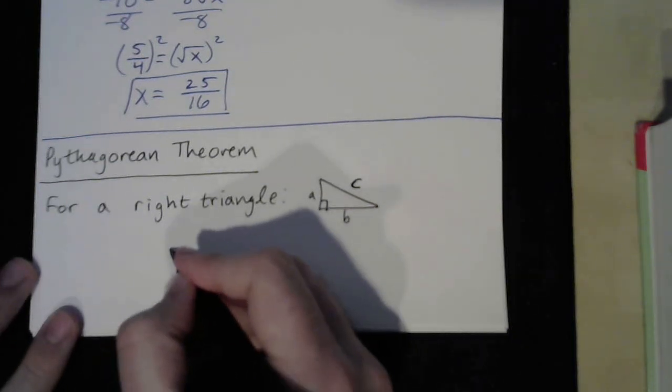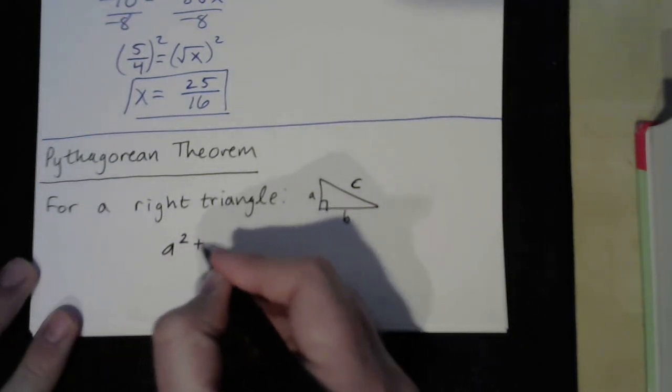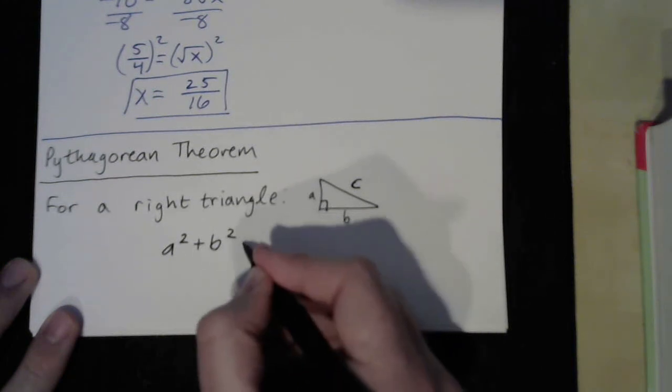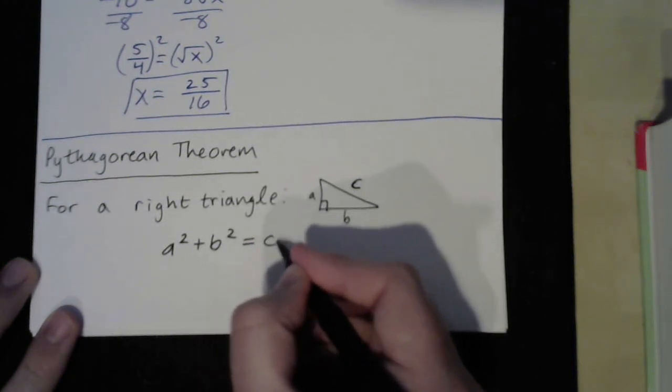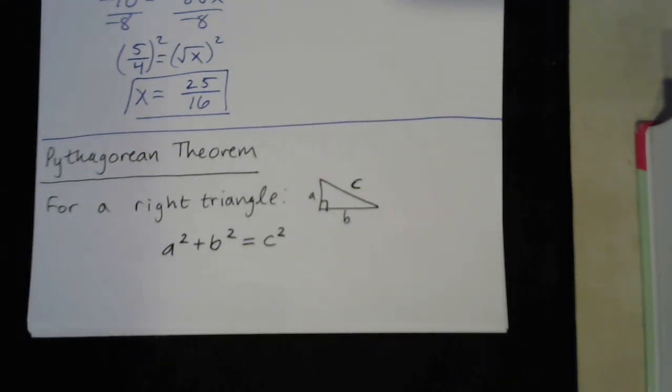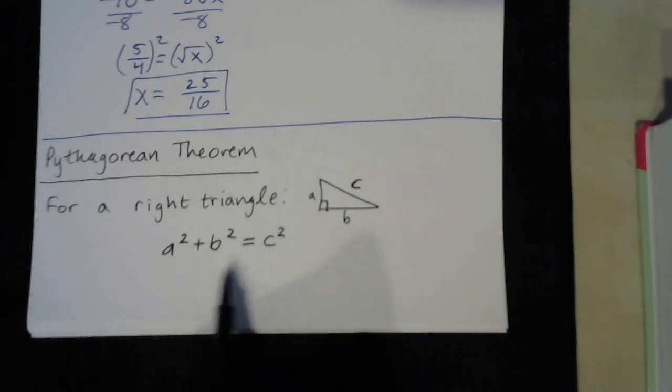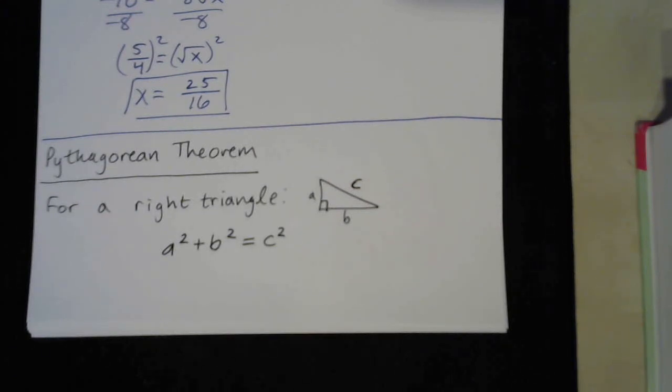Pythagorean theorem says that we can find the lengths of each of these using this equation. A squared plus B squared equals C squared. And so a lot of times this is the Pythagorean formula. And again, it's only for right triangles.